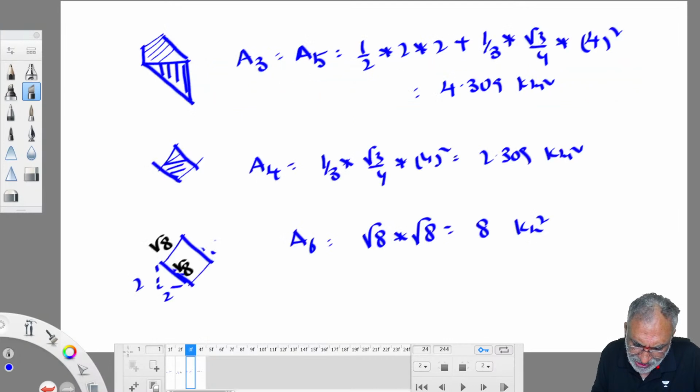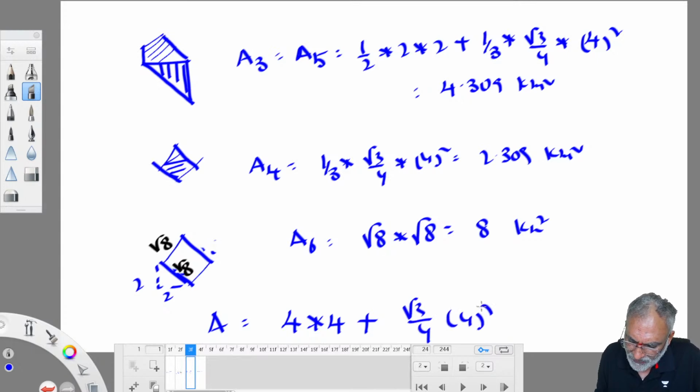What is total area of catchment? Total area is equal to area of equilateral triangle plus area of square. Area of square is 4 into 4. Area of equilateral triangle is root 3 by 4 A square. This is total area of catchment in kilometer square.